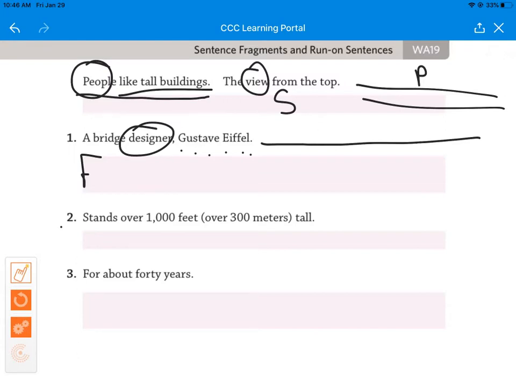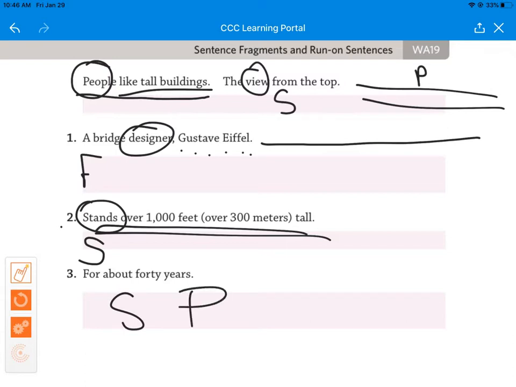The next one, number 2, stands over 1,000 feet or over 300 meters tall. What is it missing? It has the predicate. It tells me what it does, but it's missing the subject. And the last one, for about 40 years. We don't have the subject or the predicate. No subject or predicate.